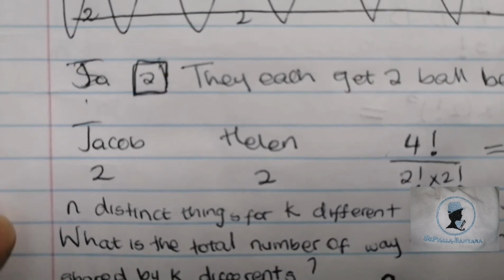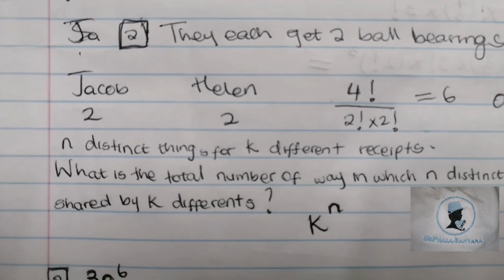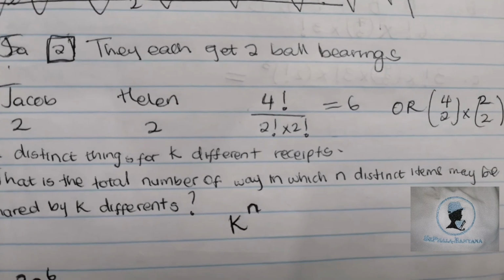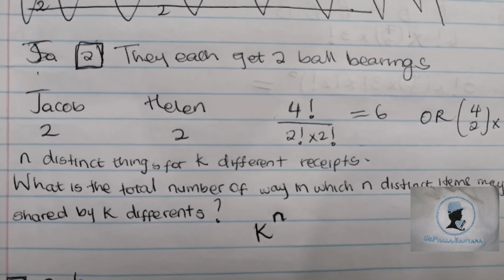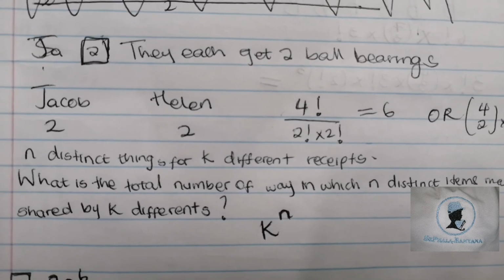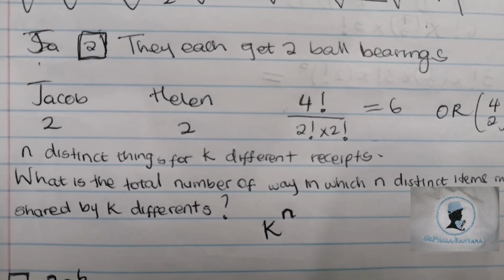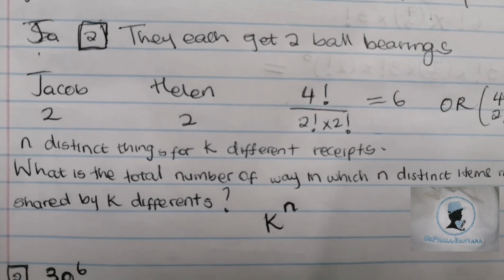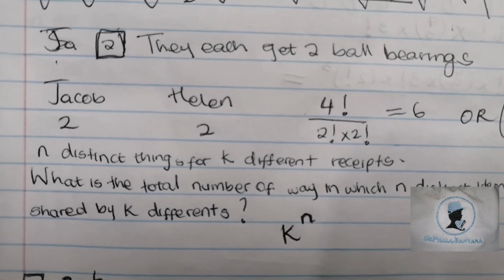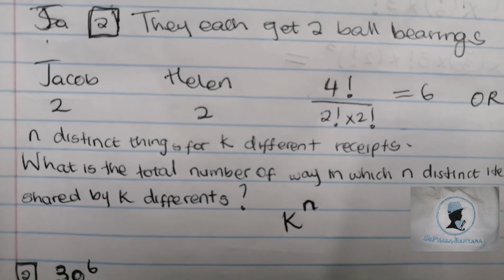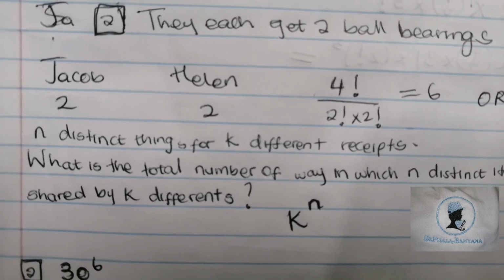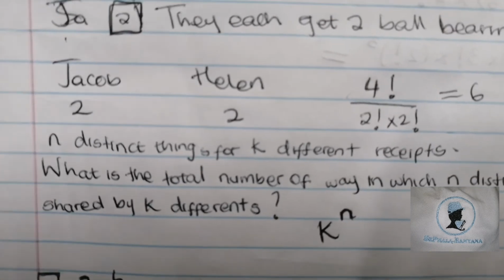There's another question here. They ask what is the total number of ways in which n distinct items may be shared by k different recipients? So the answer there is, what is k to the n? Yeah.